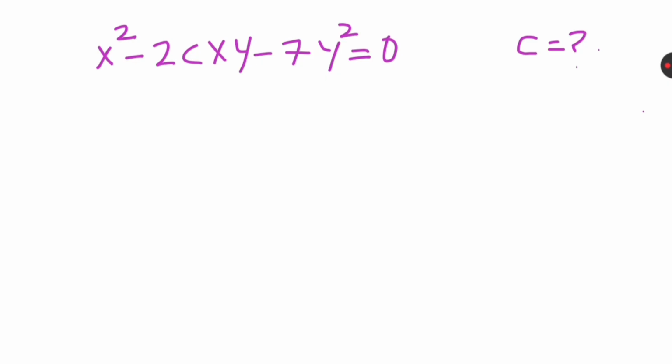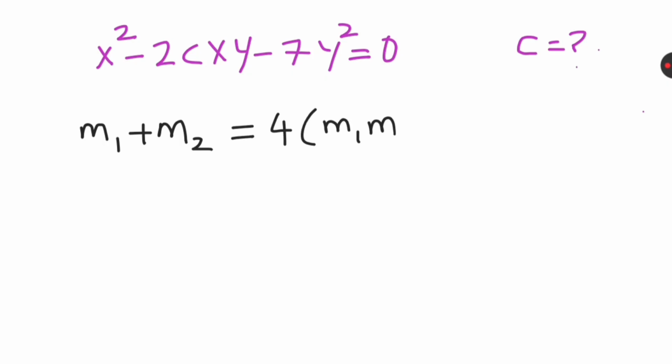two lines of the given equation. So there are two lines, that means there are two slopes. One is m1 and another one is m2. And they given that the sum of the slopes, that is m1 plus m2, of the lines given by this equation is 4 times the product of their slopes. So this is the given information.